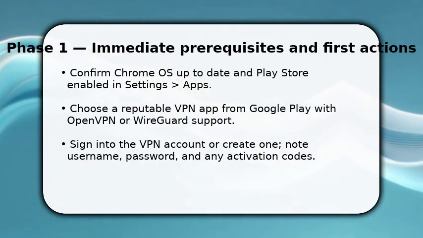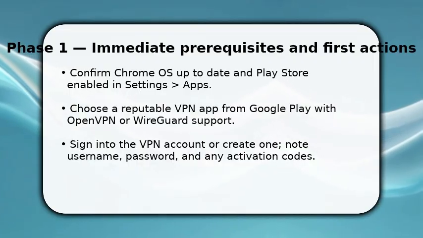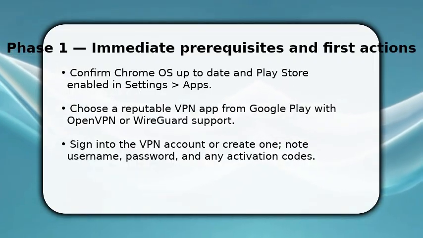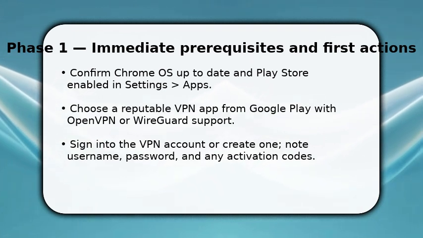Sign into that VPN or create an account now and keep your username, password, and any activation code handy. This prevents interruptions during setup. Make sure you understand why. Play Store apps integrate better with Chrome OS than manual edits to system settings.